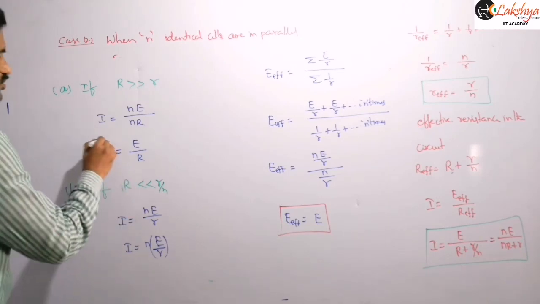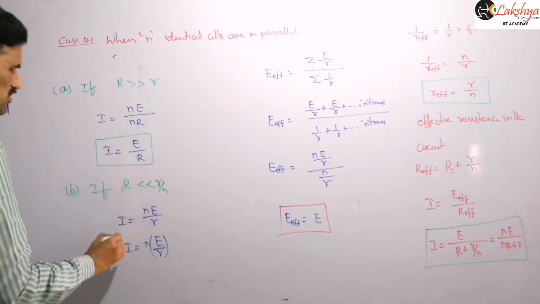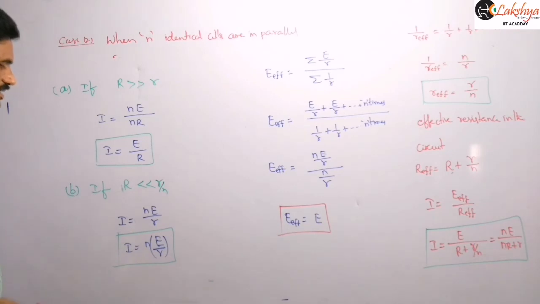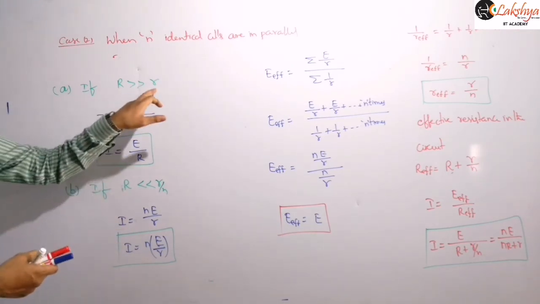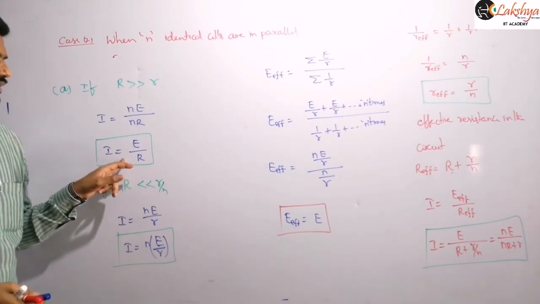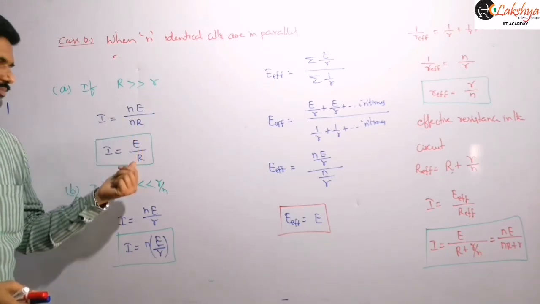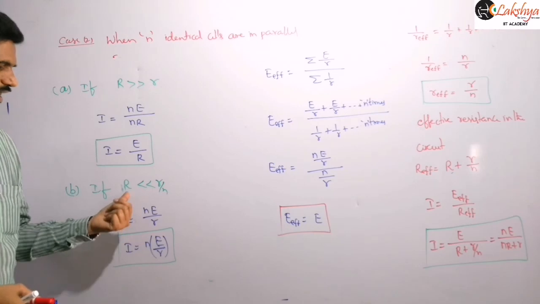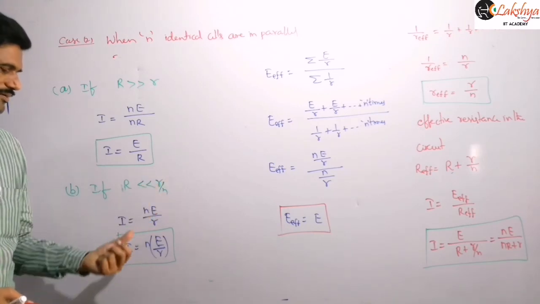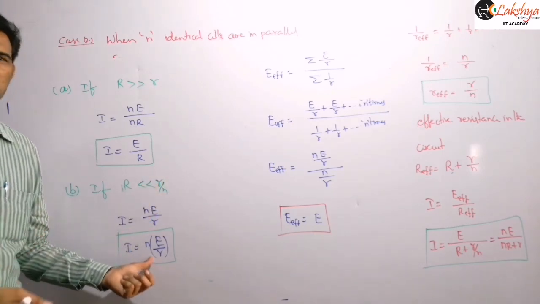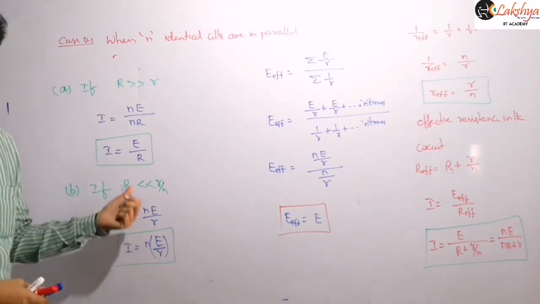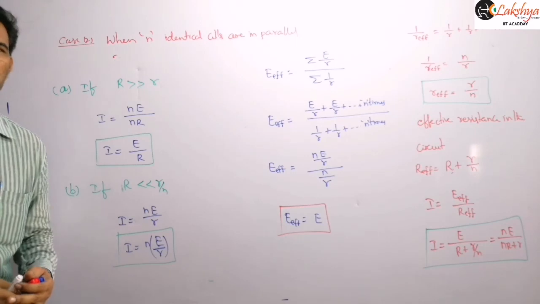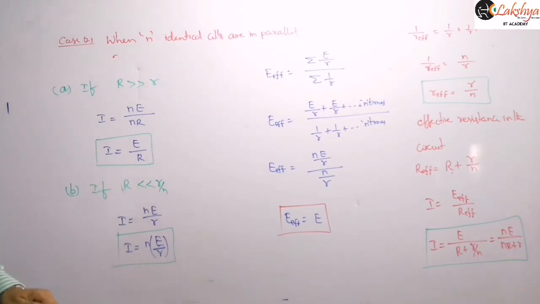Then you may observe that, compared to our series combination, you will get exactly the reverse results here. Reverse results in the sense that when R is very large when compared to r, then I is equal to E by R you will get. And when R is very much less than r by n, then current will increase with increasing number of cells. So by increasing the number of cells, we can get more current when external resistance is very small when compared to internal resistance, right?